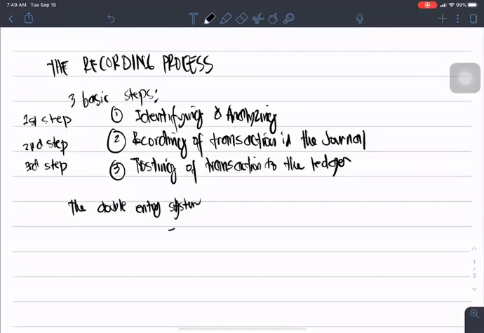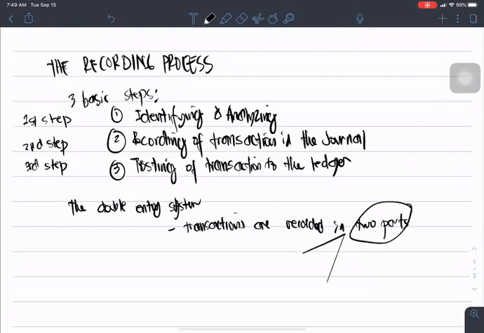The double entry system records transactions; they are recorded in two parts. And what are these parts? The first part is the debit. The second part is the credit. So remember, last meeting, we already discussed the rule of debit and credit. So we said, always remember that debit is the left side and credit is the right side.